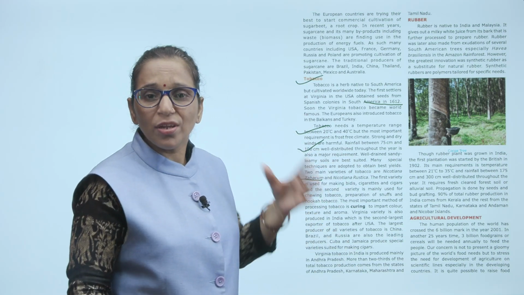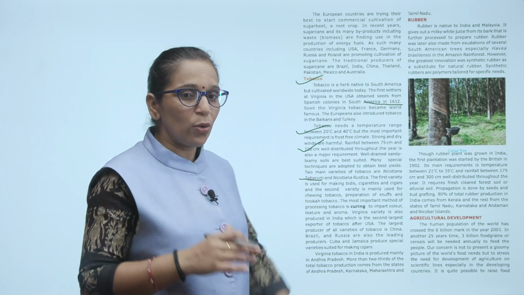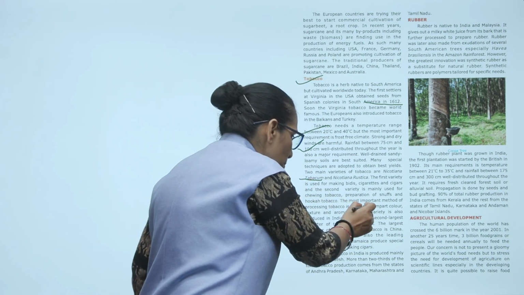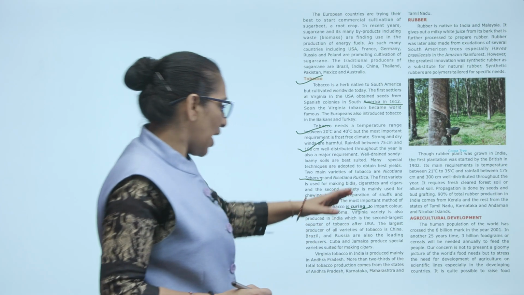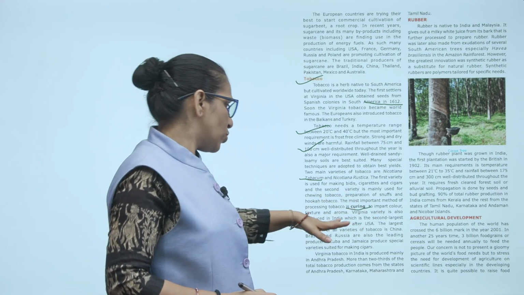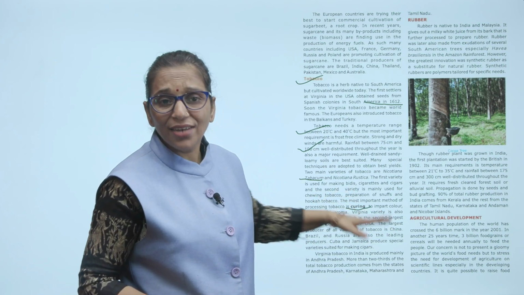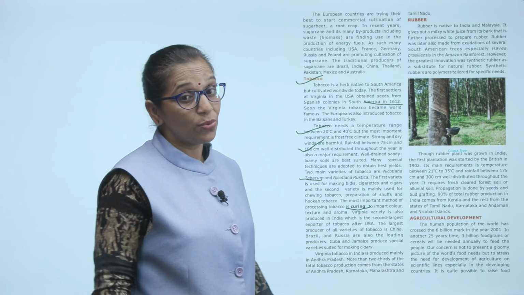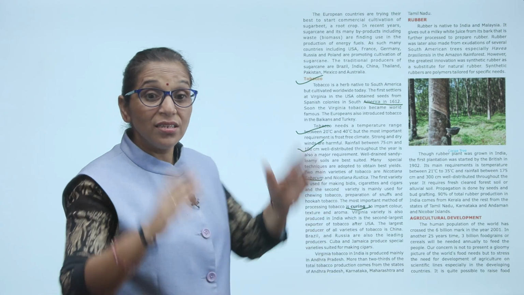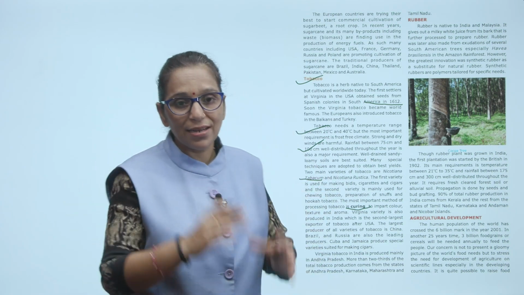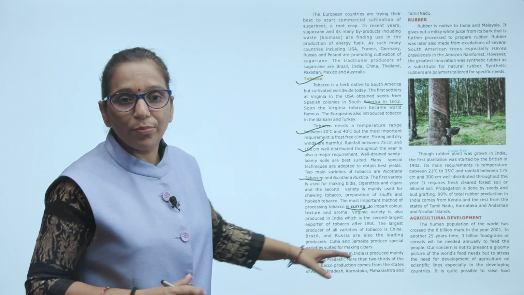Now the most important method of processing tobacco is curing, to impart color, texture and aroma. The Virginia variety is also produced in India, which is the second largest exporter of tobacco after the USA. The largest producer of all varieties of tobacco is China. Brazil and Russia are also leading producers.